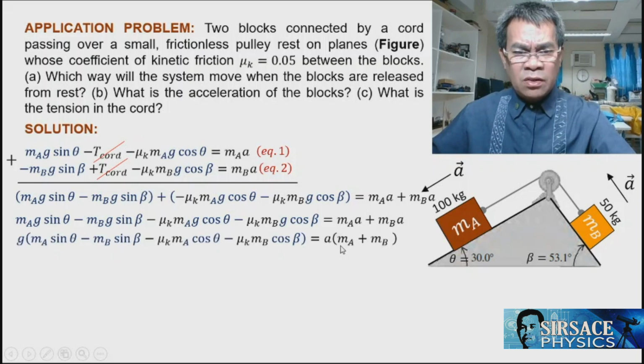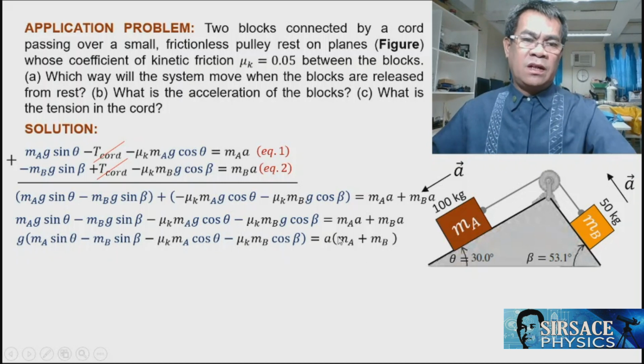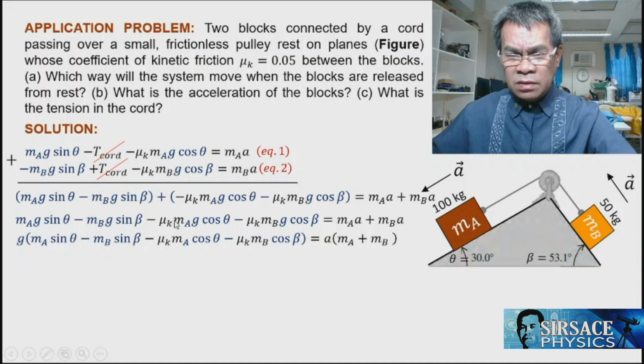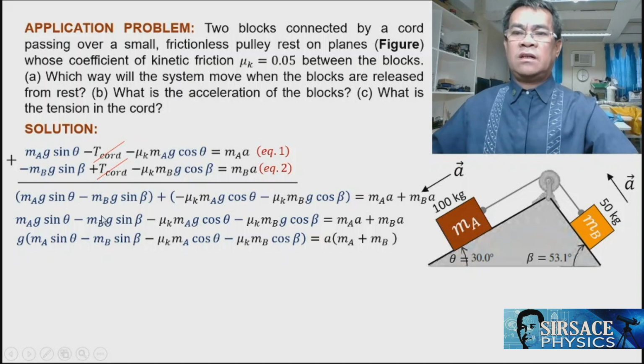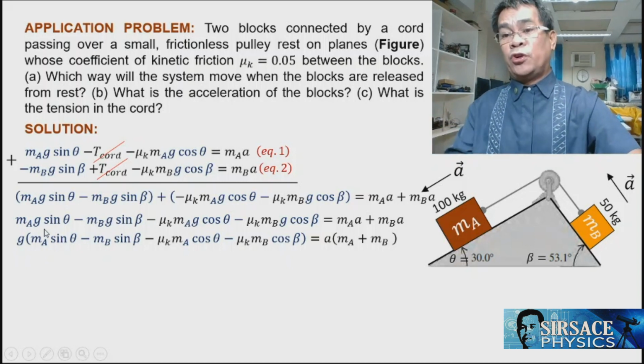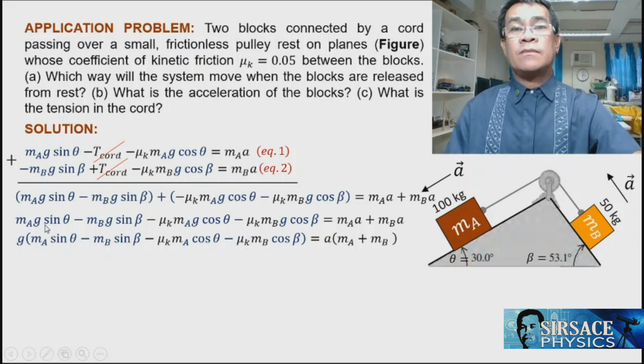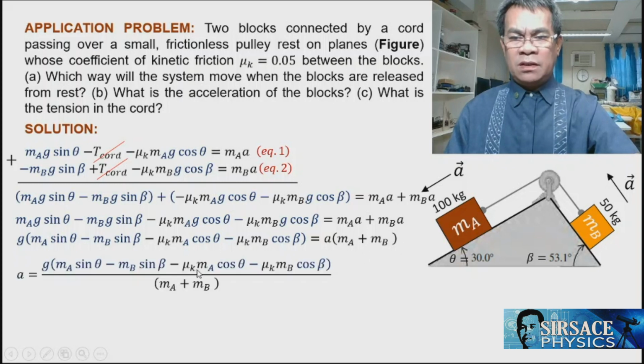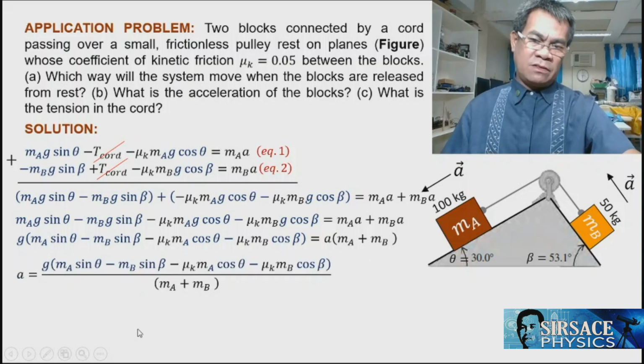So we can take the common outside, leaving a times the quantity mass A plus B. So we will divide both sides by this one. By the way, we have the common g, the gravitational acceleration. Take the common. Then we can solve for a. Dividing both sides again by mass A plus mass B, this is the result.